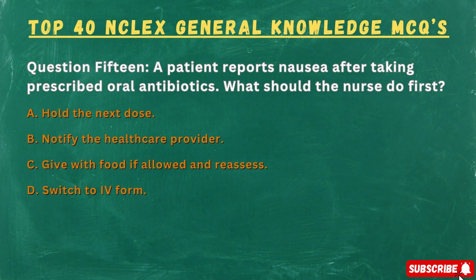Question 15. A patient reports nausea after taking prescribed oral antibiotics. What should the nurse do first? A. Hold the next dose. B. Notify the healthcare provider. C. Give with food if allowed and reassess. D. Switch to IV form. Answer: C. Give with food if allowed and reassess.